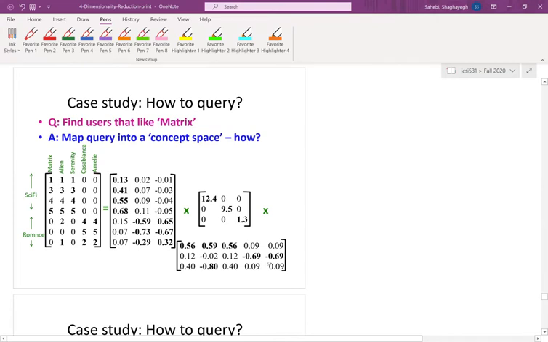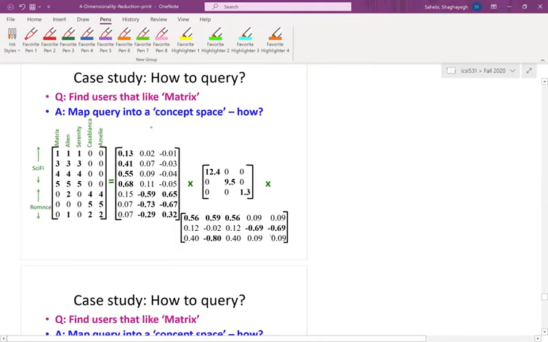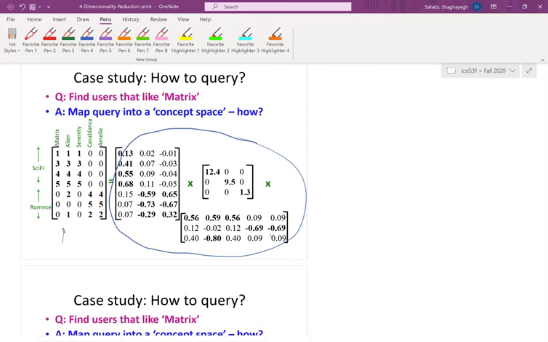So what we are going to do, because after we have done SVD, we are in this space, right? We have these matrices. We are not working with the original matrix anymore. So the first thing that we have to do is translate our query, the query is users that like Matrix, into this new concept space, so that we can represent our query similar to the matrices U, V, and sigma.